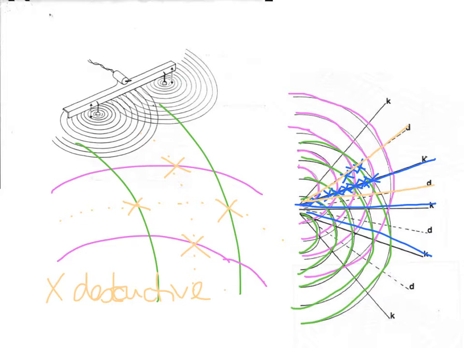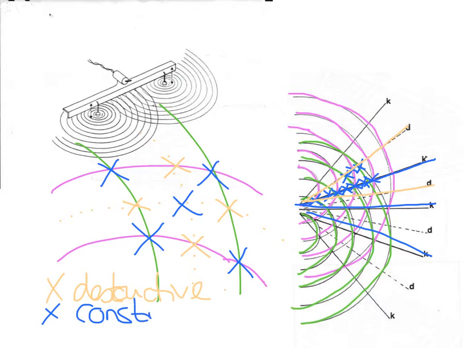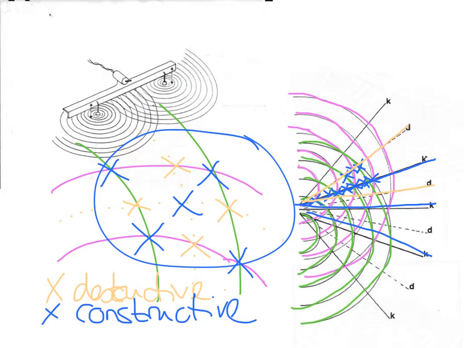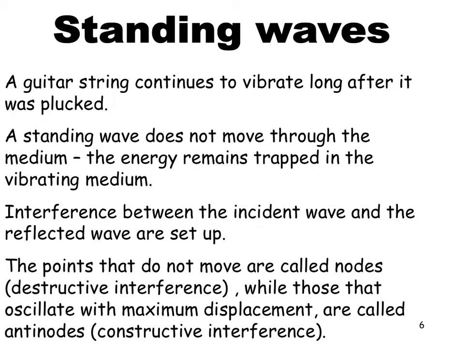Whilst over here we've got a peak and a peak, a trough and a trough, a peak and a peak, a peak and a peak, and a peak and a peak, and those are all constructive. So that's just like a little blow up of one of these little patches over there.